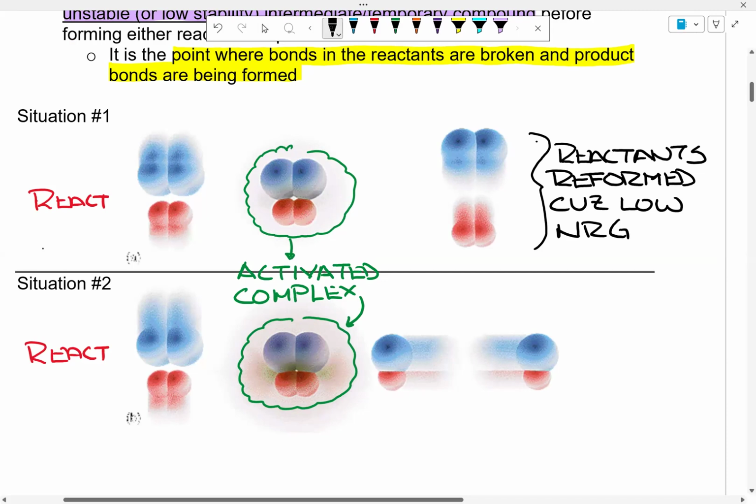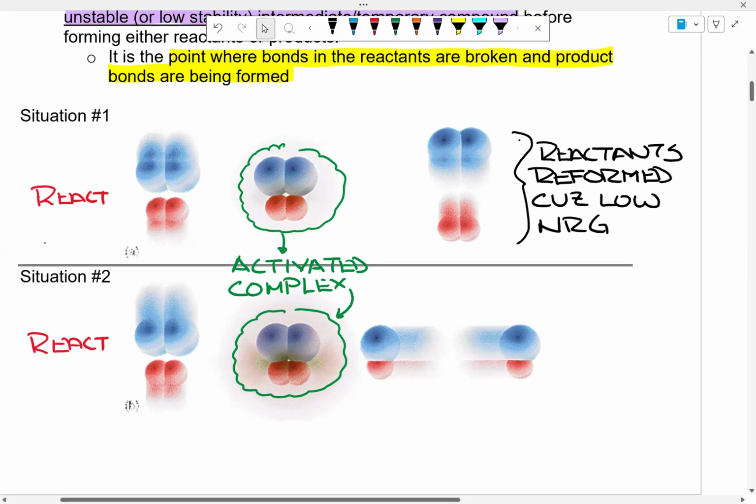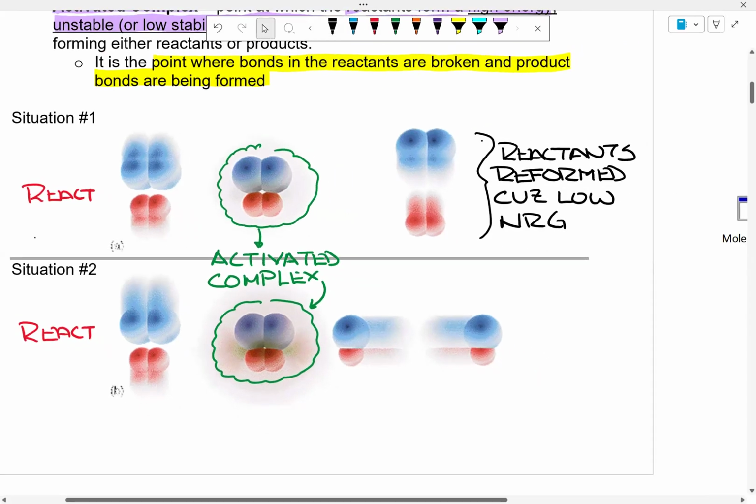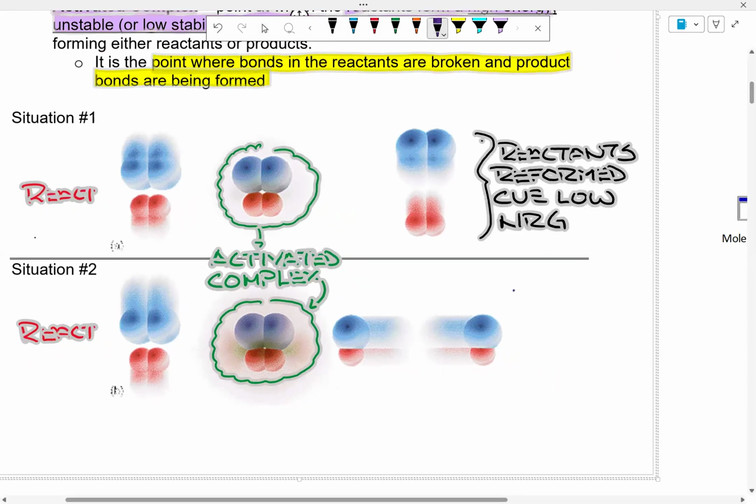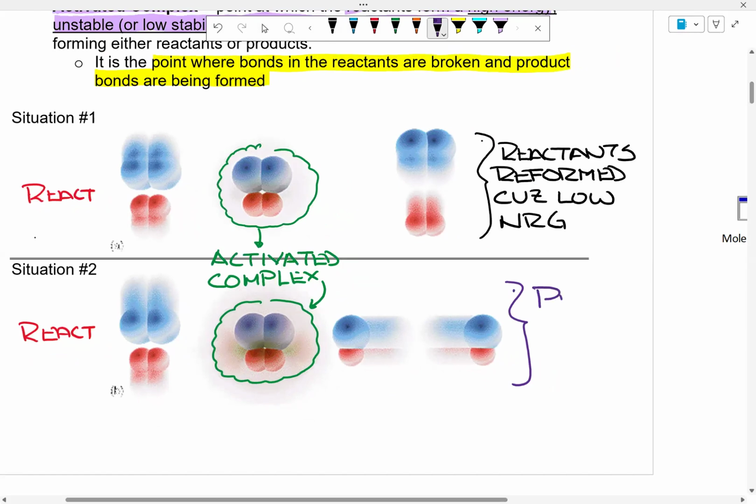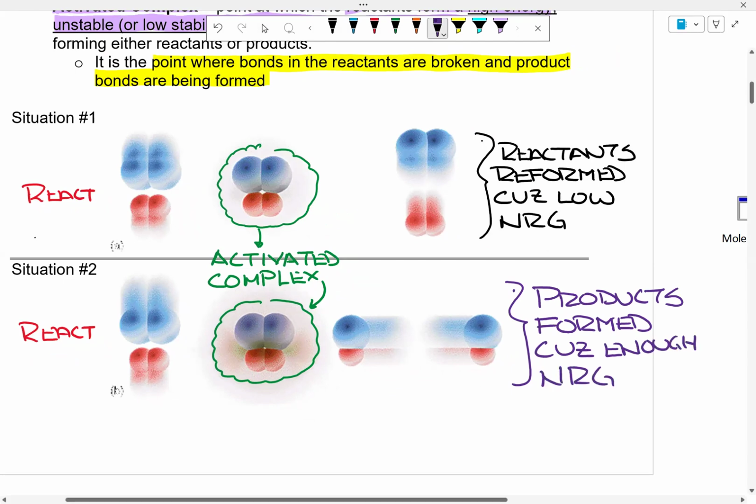Now, recall what happens is that when particles collide, they have to have sufficient energy and correct geometry. In both situation number one and situation number two, the geometry is the same, but you will notice that the energies are different. And in this particular case, you have products formed because of enough energy. Now, in both scenarios, you do have the activated complex formed, but in one there's not enough energy, and in the other, there is.